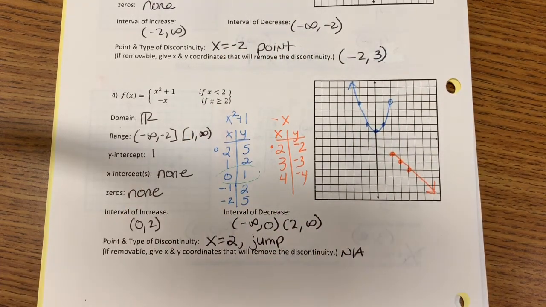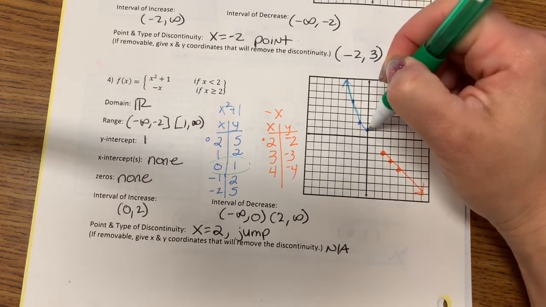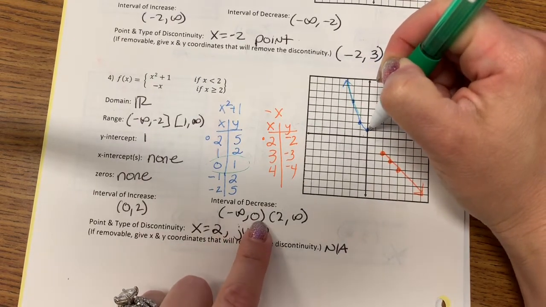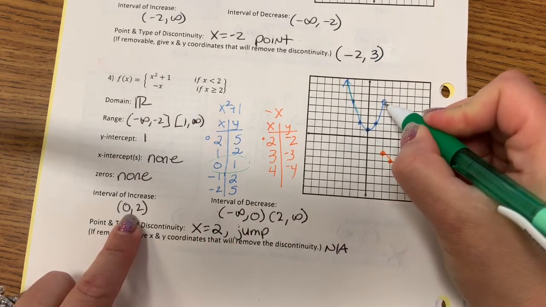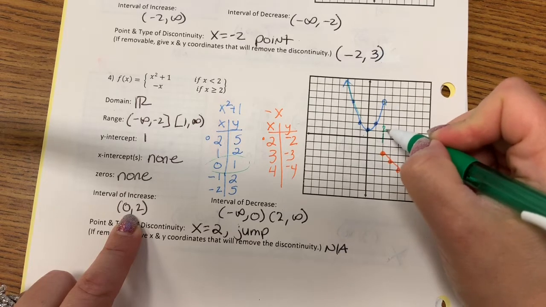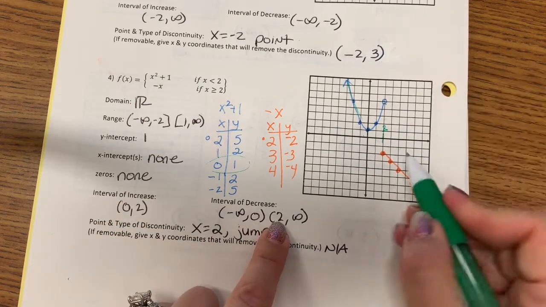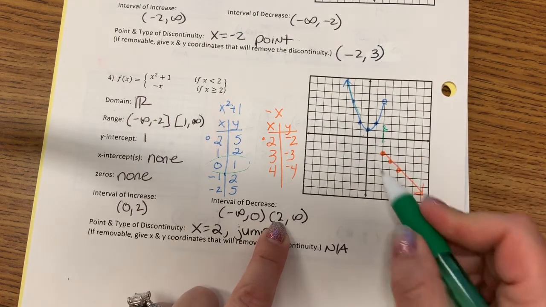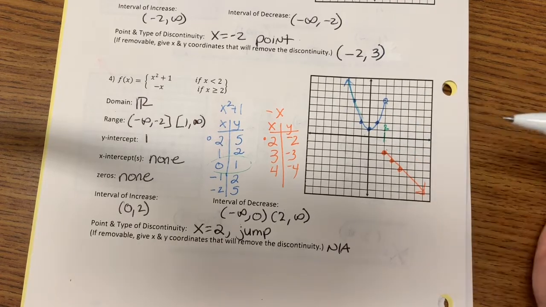Okay. On your increasing and decreasing, this part is decreasing until 0, so -infinity to 0. And then we're increasing from 0 to 2, because it's the x value of 2. And then we're decreasing again from 2 out to infinity. It's decreasing. This is a jump discontinuity at x is 2. Okay, pause one more time to try number 5.